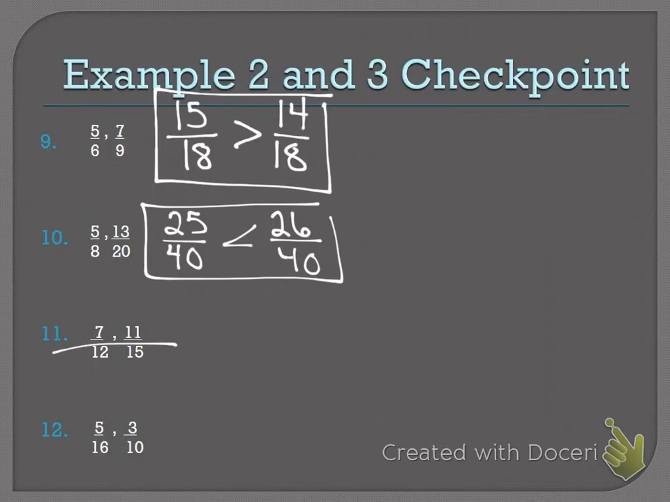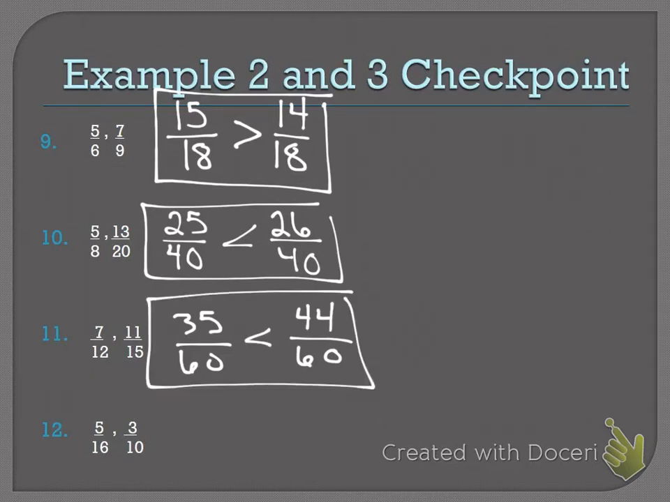All right, so what about number 11? What's my LCD? I heard it. 60. All right, so 12 times 5 is 60, and 15 times 4 is 60, so 11 times 4 is 44. 35 is less than. All right, least common denominator to compare the fractions. All right, we're going to move on, and we'll come back to this in a minute when we're working on homework.